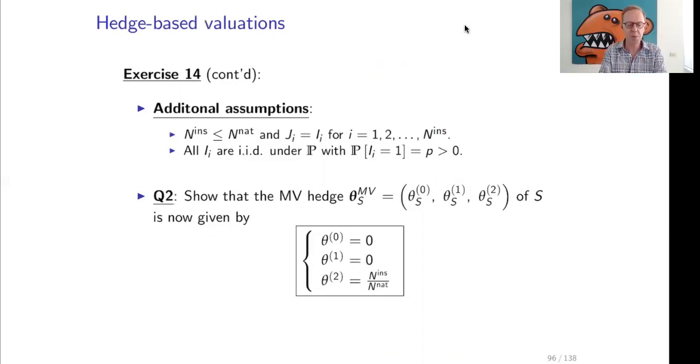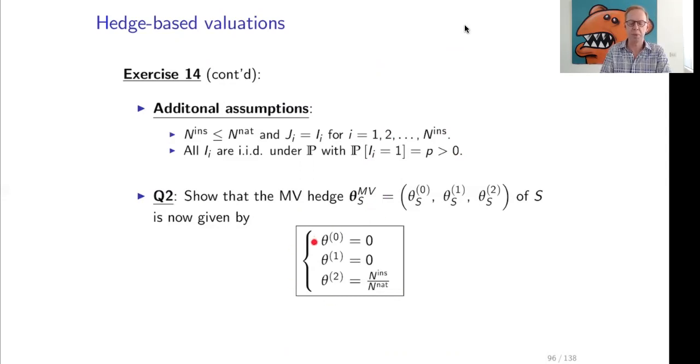And let us assume that all I_i are independent identically distributed, all people are of the same age and their remaining lifetimes are independent, and the probability of survival is p. Remember, so far we did not assume that survival between the different members of the population were independent. Under these additional assumptions, one can show that the mean variance hedge now reduces to this one.